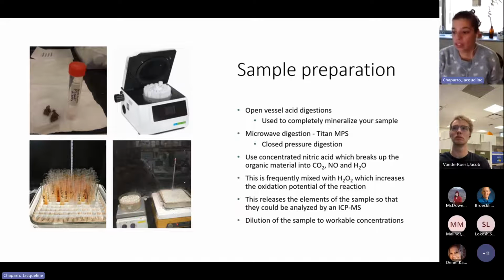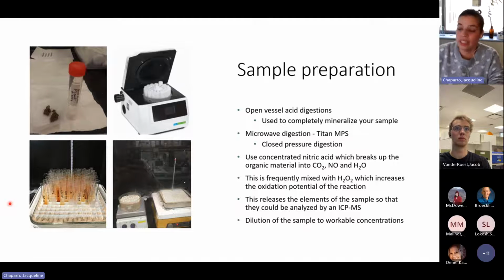There's open vessel digestion. I have an example of our crude open vessel digestion that we had when we first started. With this, you can completely mineralize your samples, but the issue is if you have volatile elements such as arsenic or selenium or mercury, you will be losing some of your element, and so you will not be accurately measuring.